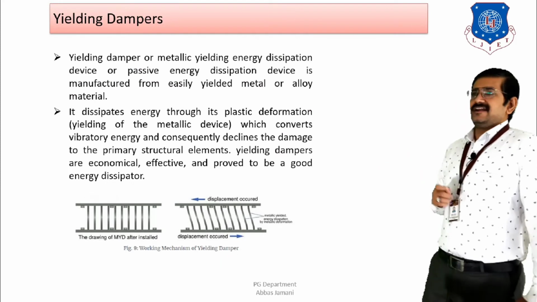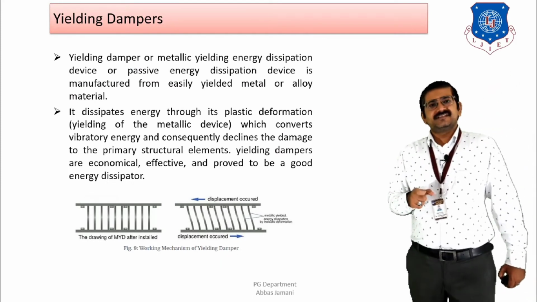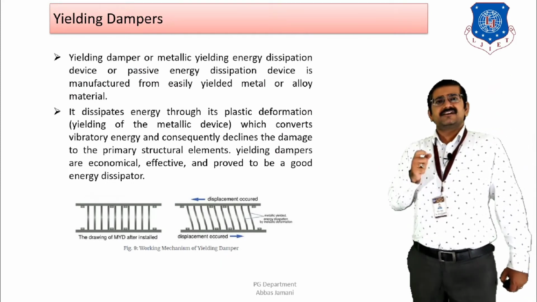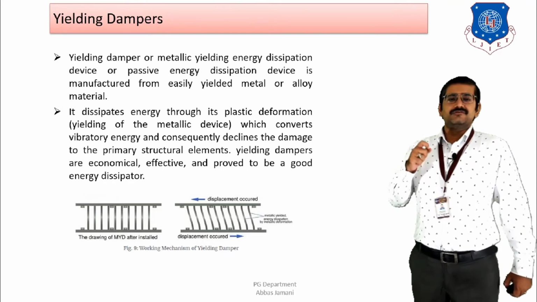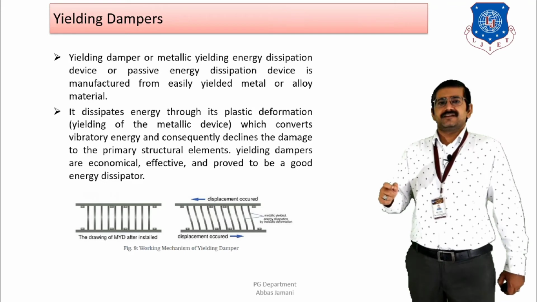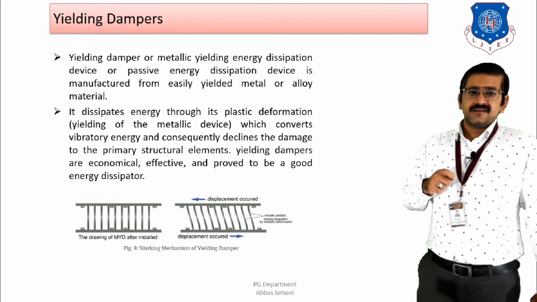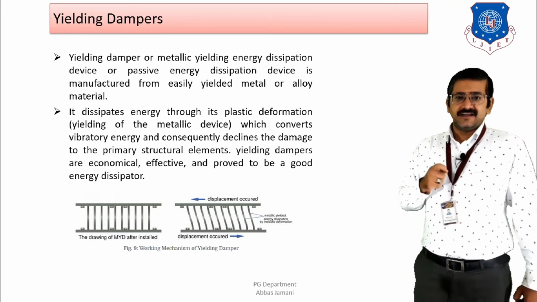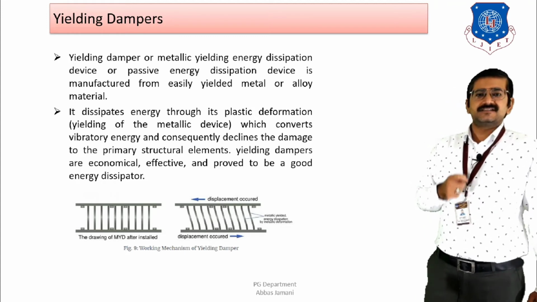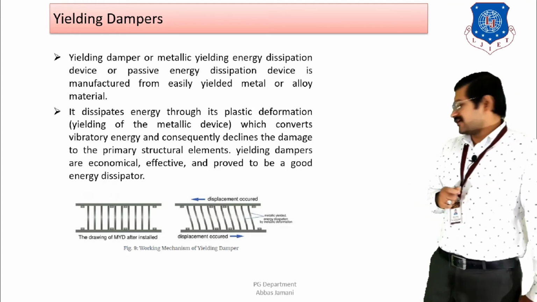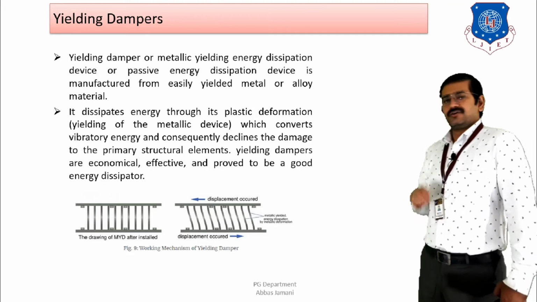Second last is the yielding damper. Now, as the name suggests, the yielding damper is basically about the yielding of metals, right? And due to this yielding of metals, the dissipation of energy will take place. That is, the yielding damper or metallic yielding energy dissipation device, a passive energy device, is manufactured easily from yielded metals or alloy material. As you can see in the figure, two figures are shown.